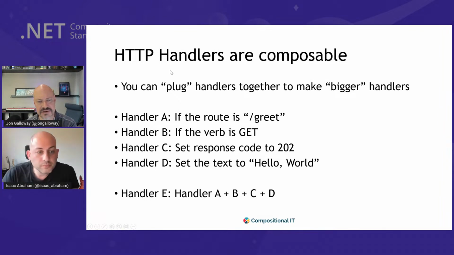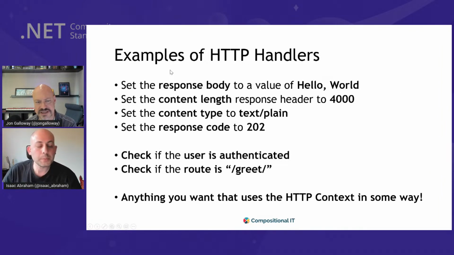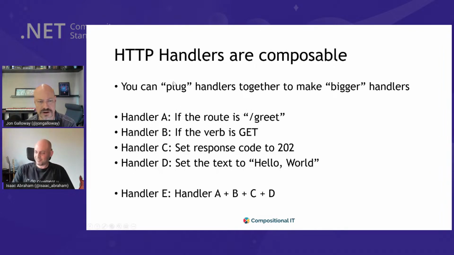So the idea then, are you layering multiple HTTP handlers? Yeah, that's exactly. You got it. So you can basically plug all these handlers together to make bigger ones. So we can say, right, we've got one handler. Is the route greet? Is it a get? If it is, then I want to plug another one in, set the content to 202, and then I can plus them all together and get one handler that actually does all these three things underneath.